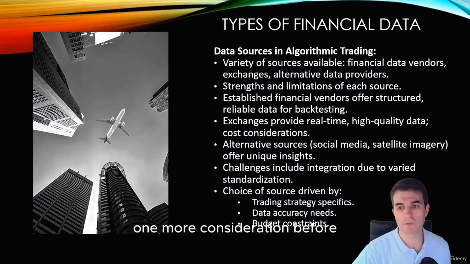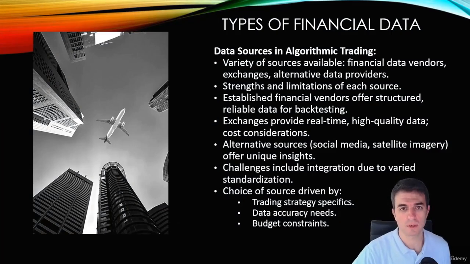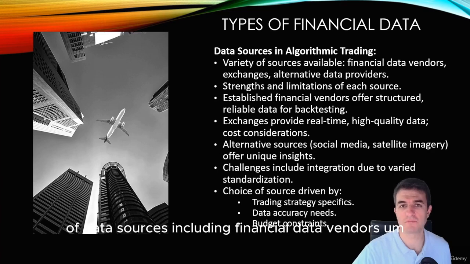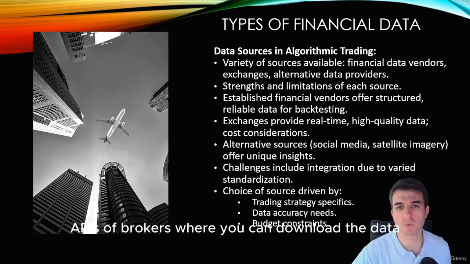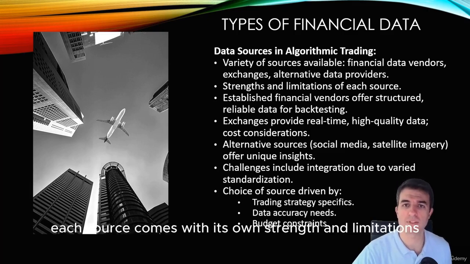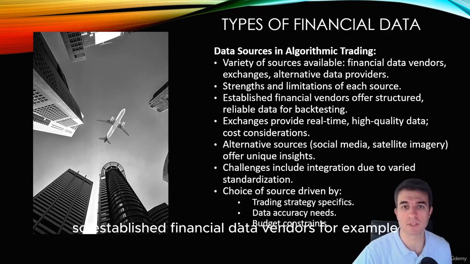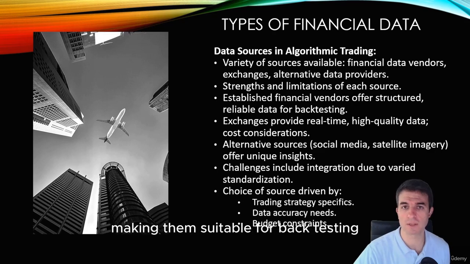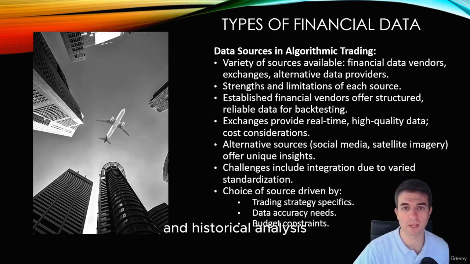One more consideration before moving on to the coding part are the data sources. Algorithmic traders have access to a multitude of data sources, including financial data vendors, APIs of brokers where you can download the data, exchanges, and alternative data providers. Each source comes with its own strengths and limitations. Established financial data vendors, for example, offer structured and reliable data, making them suitable for backtesting and historical analysis. So this is good in our case.